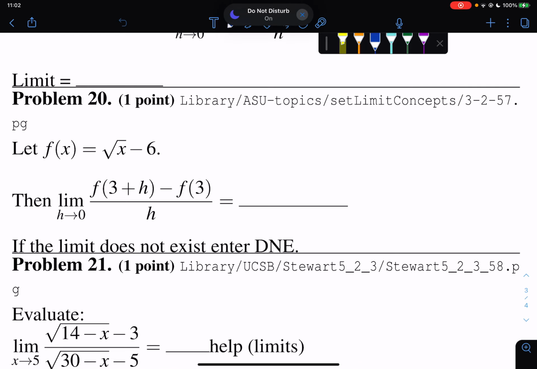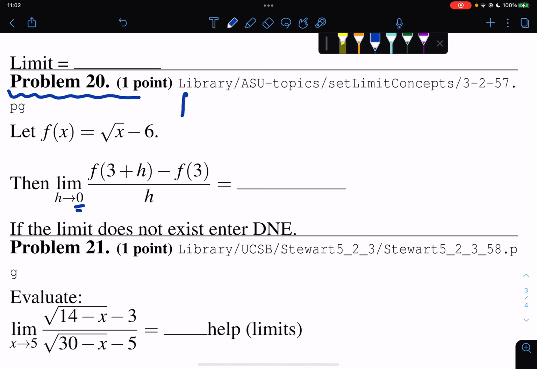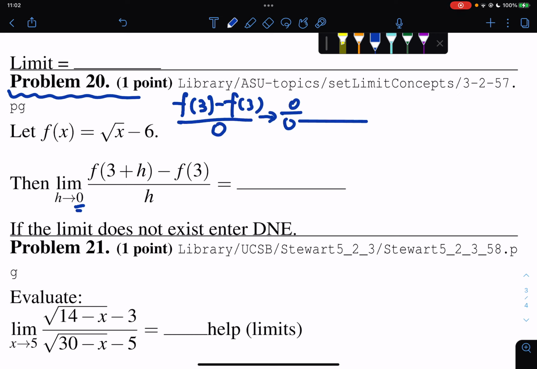So let's look at this problem number 20 here because some of you had a question. Well, first of all, the intuition is we try substitution. If you substitute h being 0, you realize your problem becomes find the limit of f of 3 plus 0, hence f of 3, minus f of 3 divided by 0, so it's a 0 over 0 type of problem, so we really have to figure something else out in order to solve it.